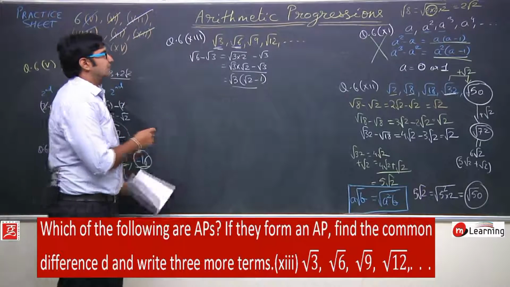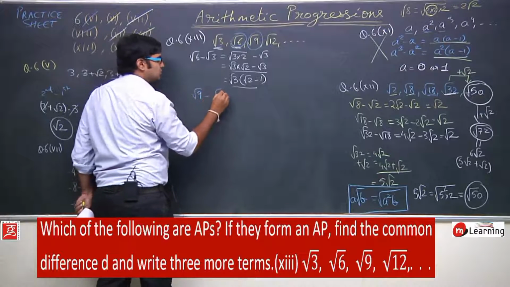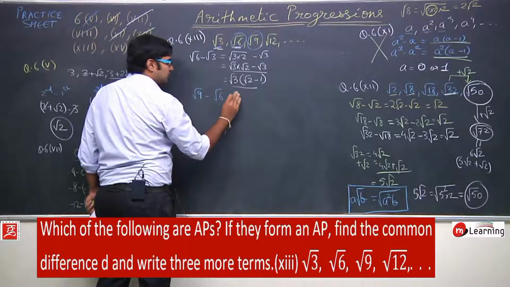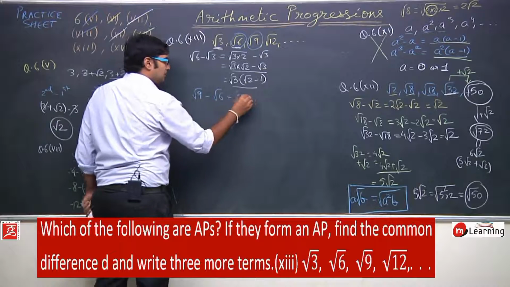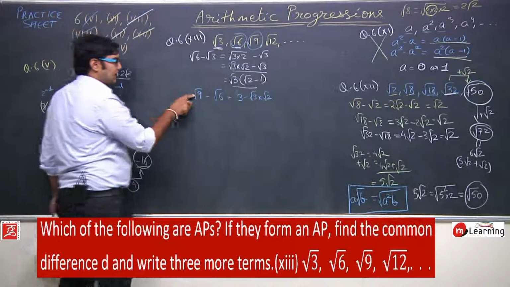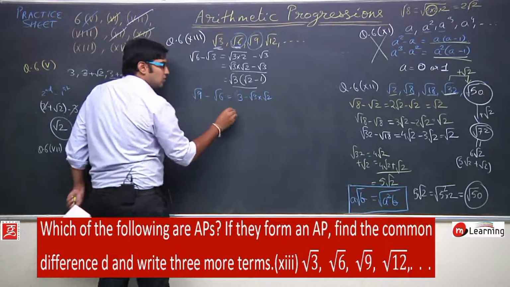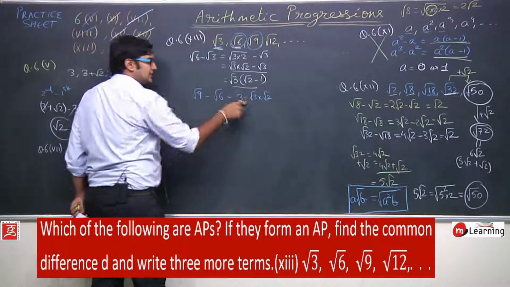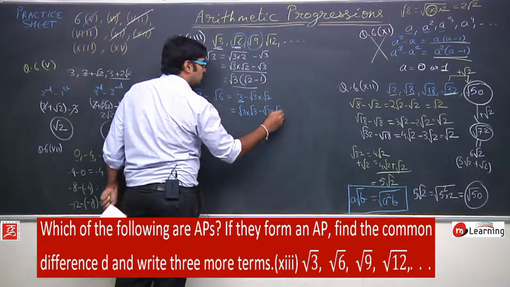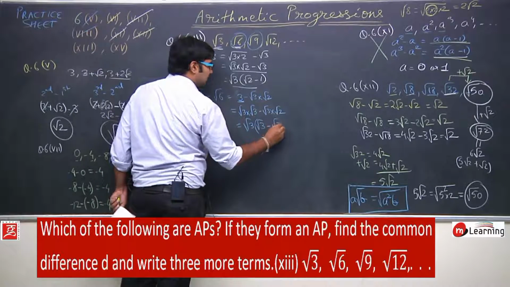Similarly, let us calculate the difference between third term and the second term. Third term is root 9 and second term is root 6. So how will you calculate the difference? Root 9 is 3, minus root 3 into root 2. Square root of 9 is basically 3, and in place of root 6 I have written root 3 into root 2. Now this 3 can be written as root 3 into root 3 minus root 3 into root 2. So from this you can take root 3 as common, and in bracket it will become root 3 minus root 2.